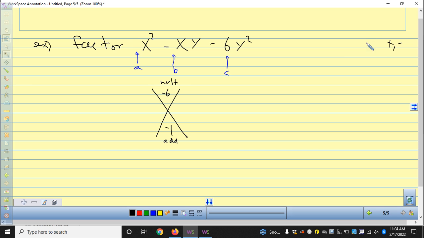So the factors of 6: 1 times 6, 2 times 3. Can we add 2 and 3 somehow and get -1? So 2 minus 3 is -1. So this is going to be -3 and 2. If you're not sure, try it out. -2 plus 3 is +1. 2 minus 3 is -1. You can always try out each possibility.